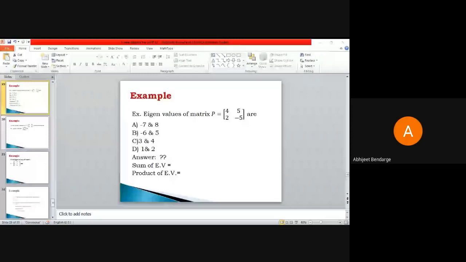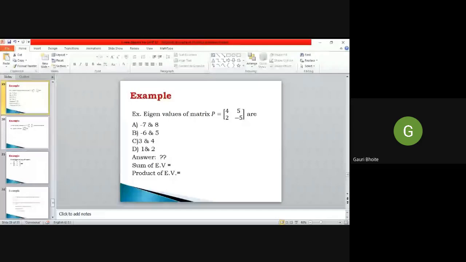Hello, ma'am. Sum of eigenvalues is equal to the sum of diagonal elements of the matrix. So we find lambda 1 plus lambda 2 is equal to -1. Then the product of all eigenvalues is equal to the determinant of the matrix. Correct. The determinant is -30. So which option satisfies? The product of these two is -30 and the sum is -1.